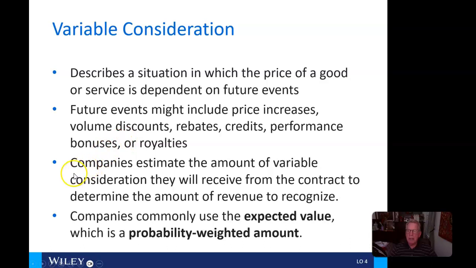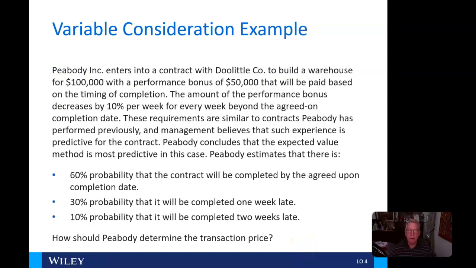Now, the companies estimate the amount of variable consideration they will receive from the contract to determine the amount of revenue to recognize. They commonly use what's called expected value, and that's a probability weighted amount. So let's see how they do that little beauty.